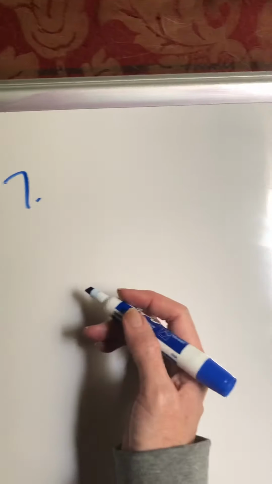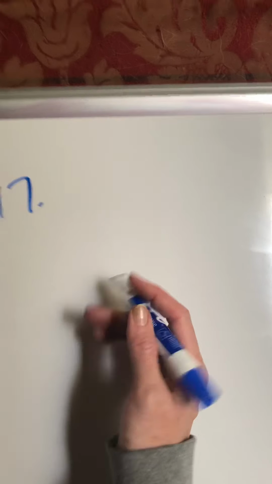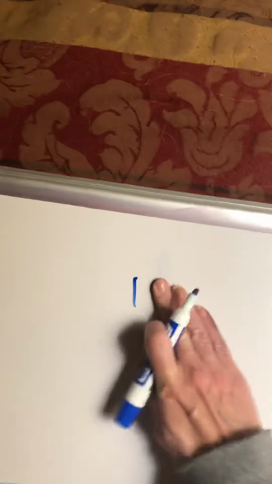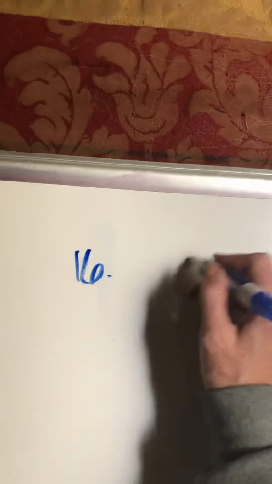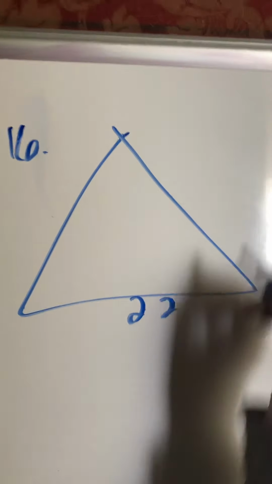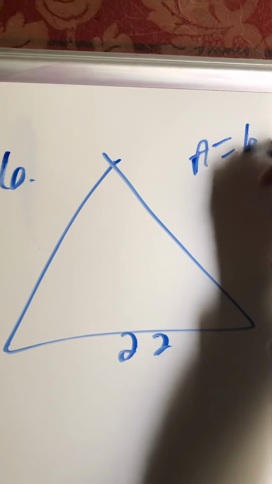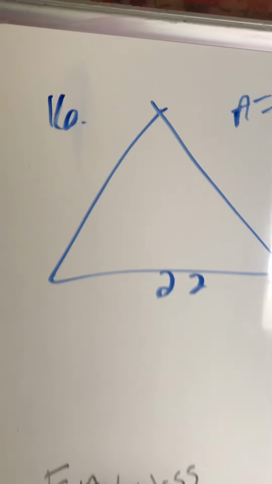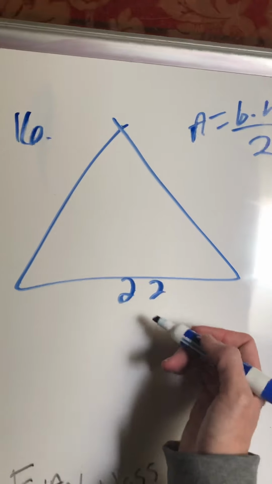Then let's see. We want the area of an equilateral triangle. So number 16, area of an equilateral triangle. This is 22. So remember, area of a triangle is base times height divided by 2. The thing about this equilateral triangle is we're just given the side length, which is 22.